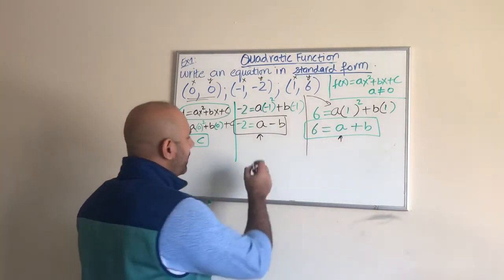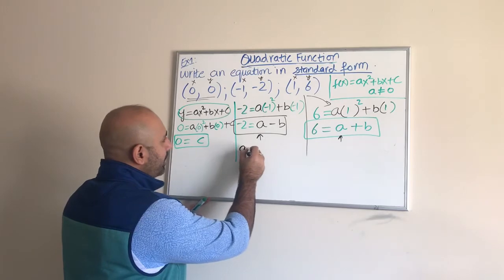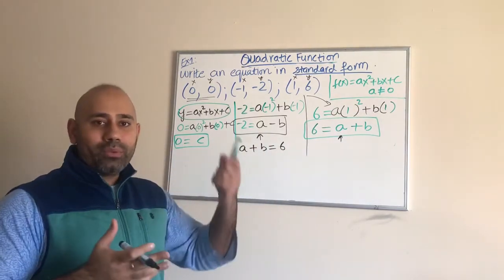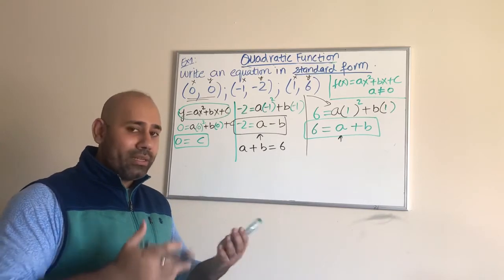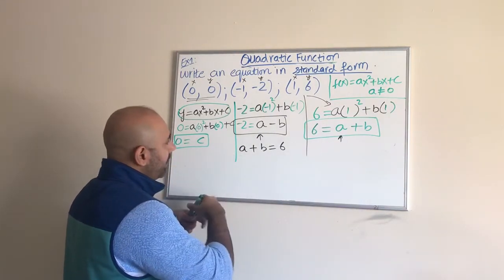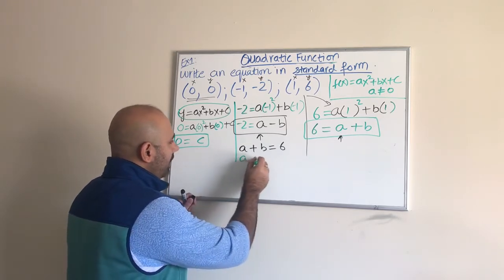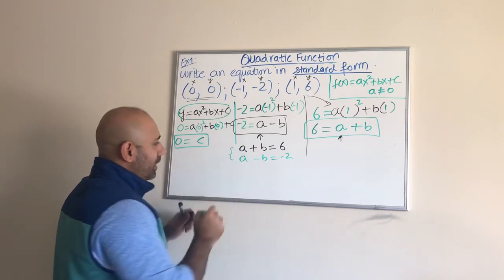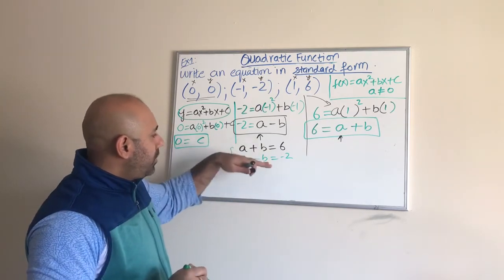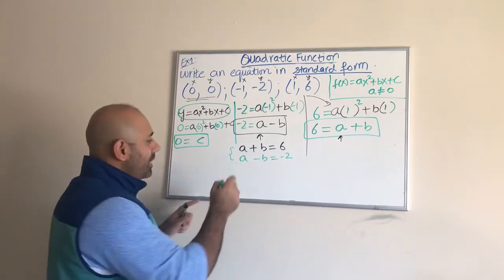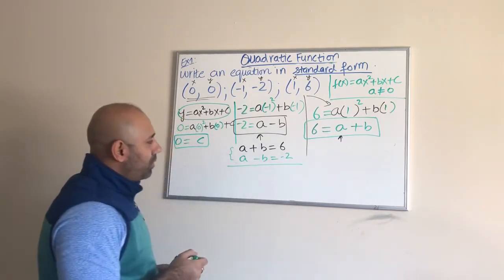So what I'm going to do here is rewrite these two equations, and we want to write them one above the other. We want to align the a's and b's vertically. So the other one is a minus b equal to -2. I'm just rewriting them, and when we have a system, we like to write one equation and then the other one below it, and we want to match them vertically, right?